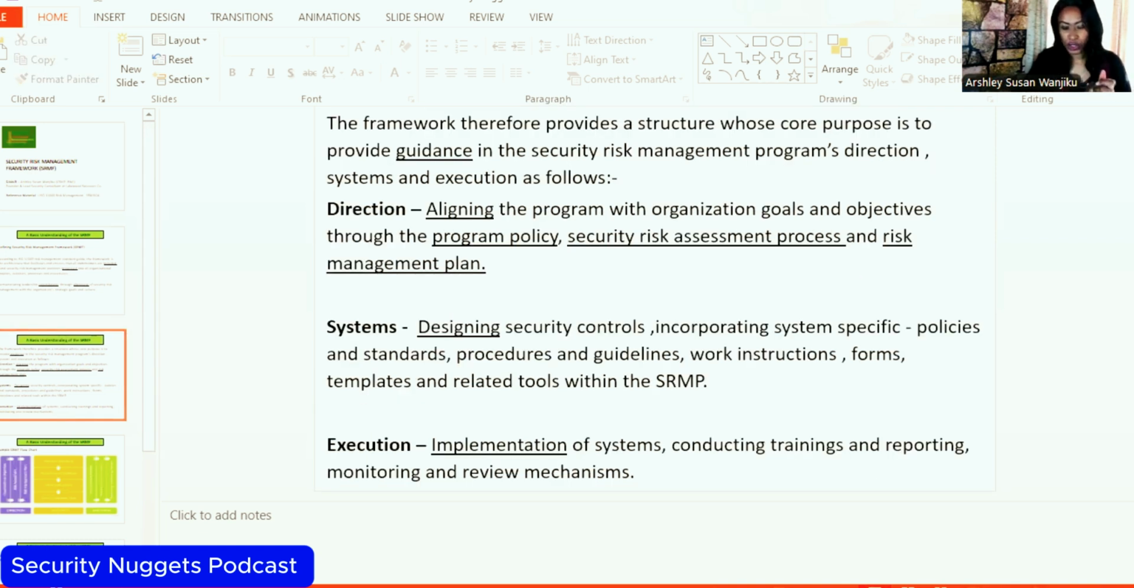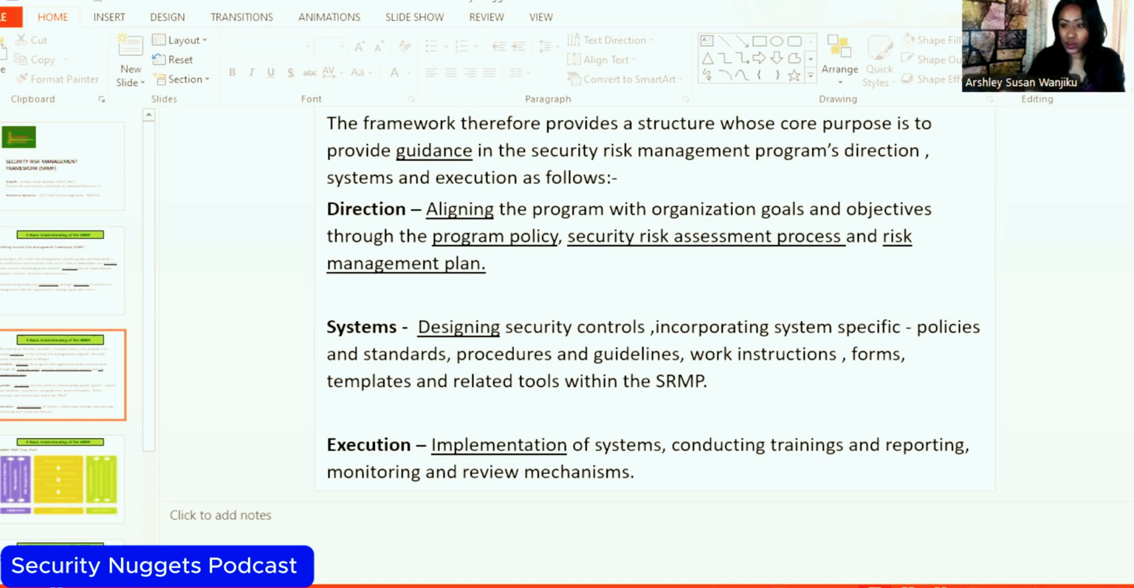On the execution part, we're talking about the implementation phase here: implementation of systems and conducting trainings where necessary. Obviously, before conducting training, we've got to do the training needs analysis so that we can establish how we can go about doing these trainings. We've got to establish the need for the training and the mechanisms that we're going to put in place to facilitate those trainings.